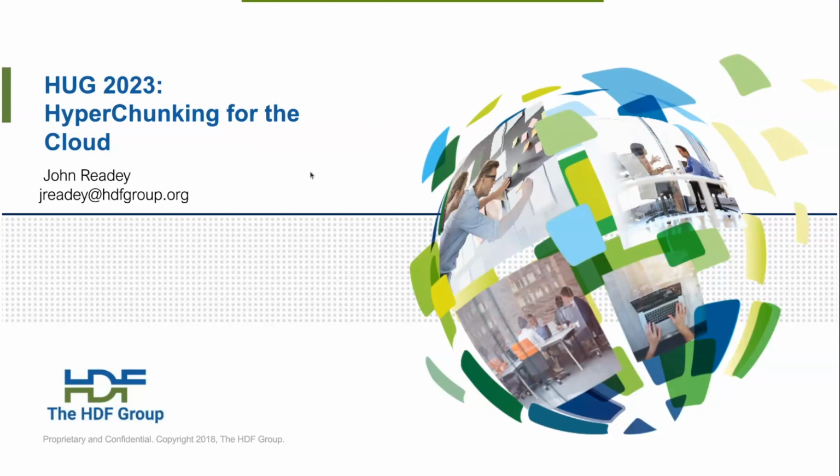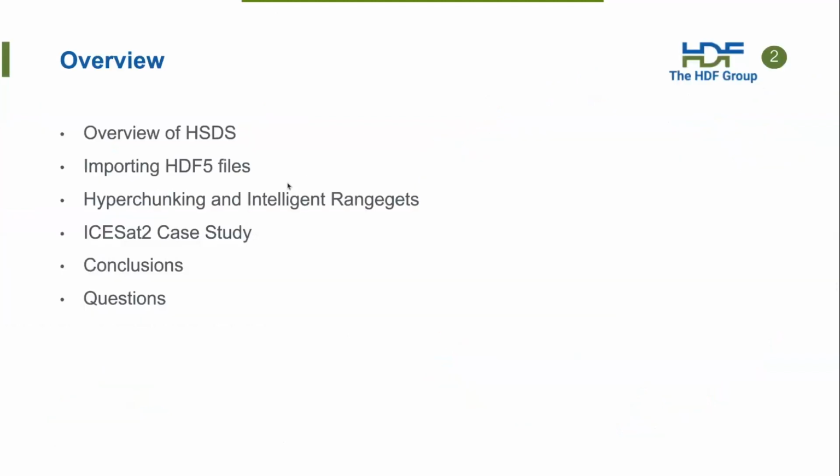Anyway, I'm going to talk about HyperChunking and explain exactly what that is in a minute. First, an overview of HSDS. I've talked about it many times in previous HUGs, but for those who haven't heard about it or need a refresher, we'll go through that. Then we'll narrow in on how to import HDF files into HSDS, and then talk about HyperChunking and intelligent range gets, and how that works with the case study we're doing for NASA.